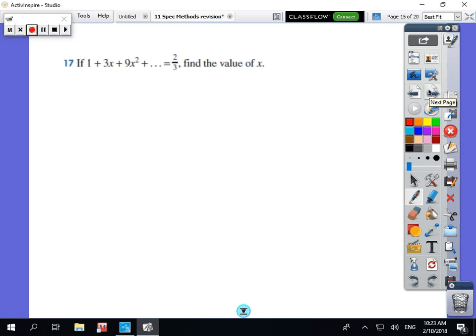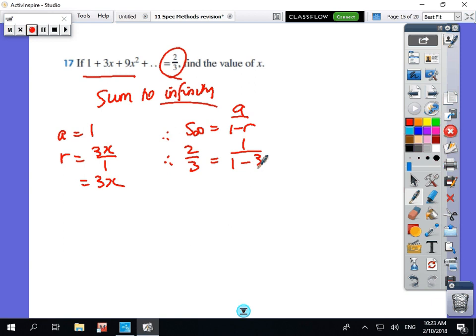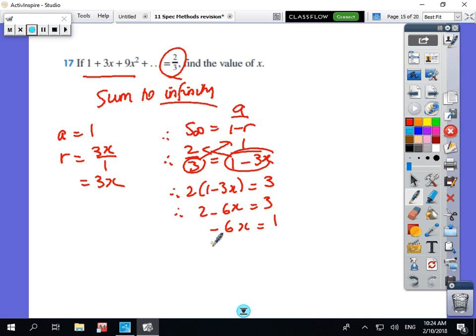Okay, so we've got a sum here and it equals an answer, so that means it must be a sum to infinity question. Okay, so have a go. Okay, we've got A equals 1 and R equals 3x over 1, so it's 3x. Therefore S infinity equals A over 1 minus R, so 2 thirds equals 1 over 1 minus 3x. So we do a cross multiply. So 2 bracket 1 minus 3x equals 1 times 3. So 2 minus 6x equals 3. Minus 6x equals 1. So x equals minus 1 sixth. I think that's okay. Yep.